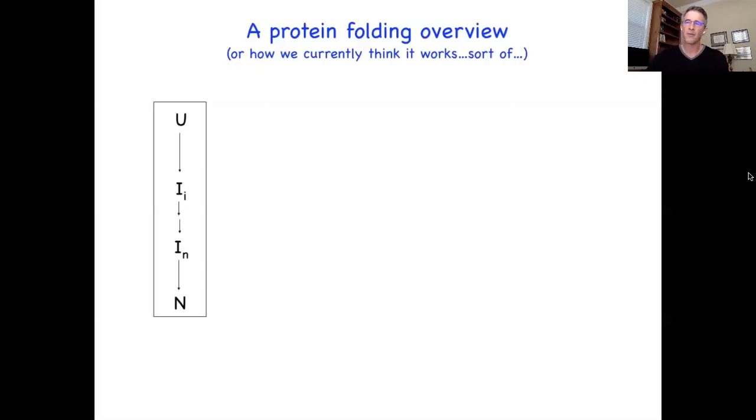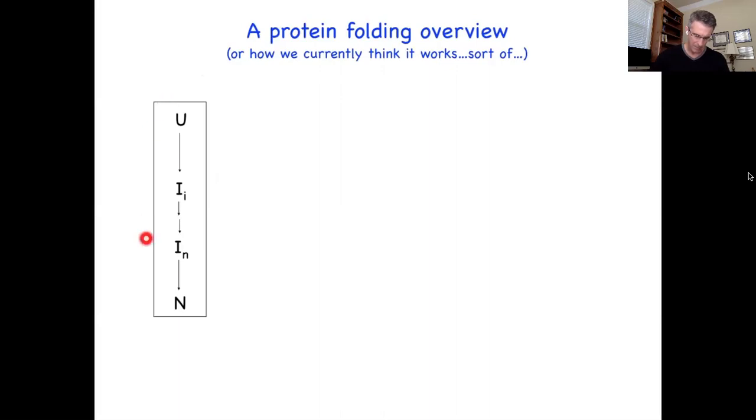So let's now finish our discussion about protein folding. I want to start out this last section of this lecture with just a bit of a reminder of some of the big picture things we've been discussing about how proteins fold. How we think this process basically happens.